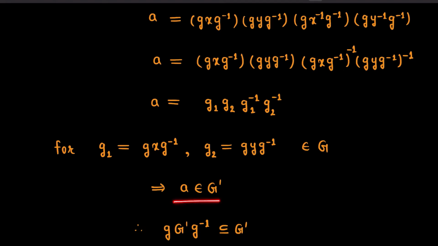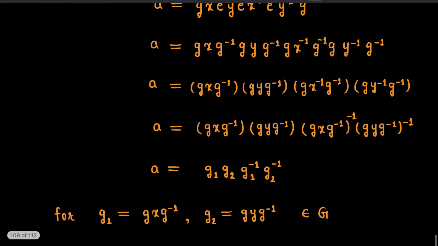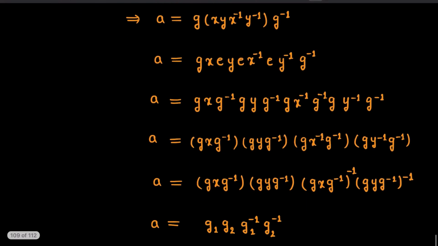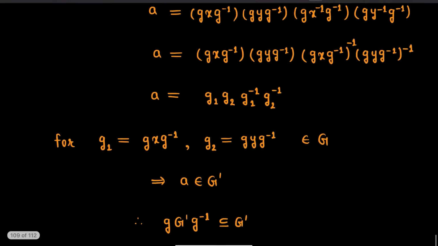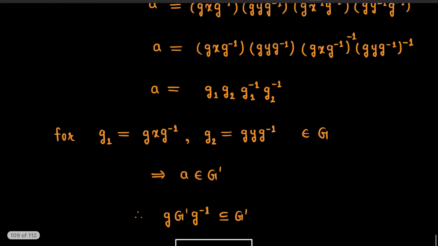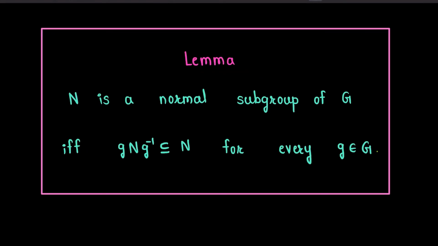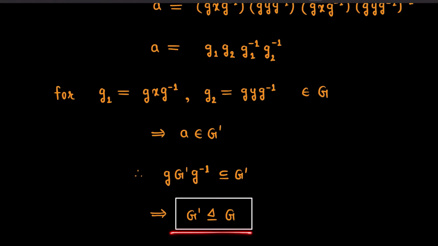So we get a is an element of the type g₁g₂g₁⁻¹g₂⁻¹. So a will be an element of G', and therefore we have a is an element of gG'g⁻¹, and also a is an element of G'. Therefore gG'g⁻¹ is a subset of G', and thus by this lemma G' will be a normal subgroup of group G. This proves part A.